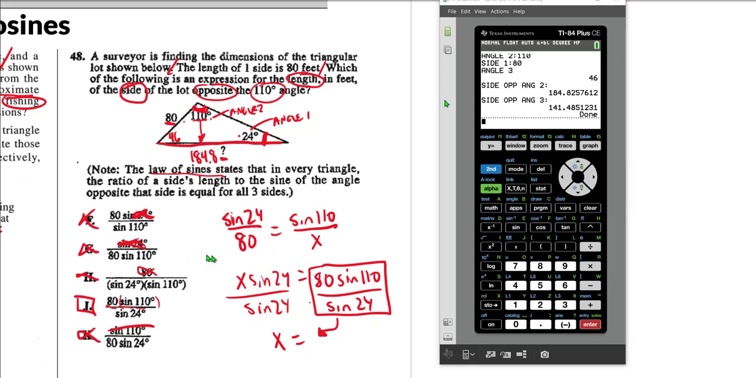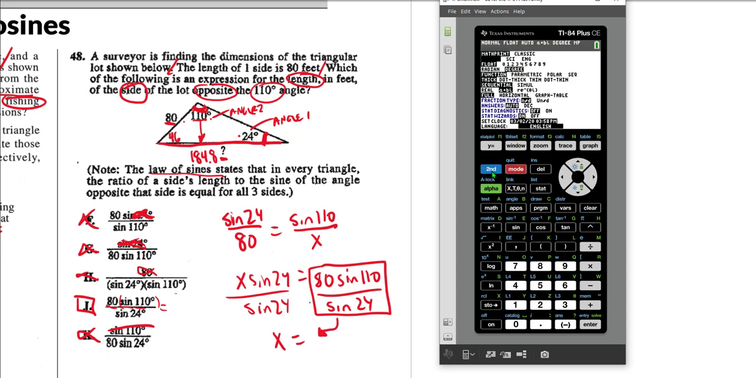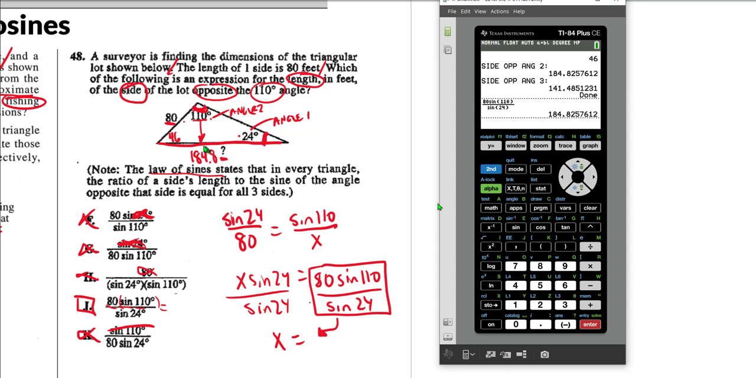What we could then do, and again, we're assuming that we didn't do any of this work, is go through these answers and find out which answer equals 184.8. And indeed, if you go to answer choice J, let's do alpha F1, enter, let's do 80 sine 110 over sine of 24. And let's make sure we're in degree mode. Yes, we're in degree mode. Always make sure we're in degree mode before we start doing trig functions with degrees, and we hit enter and we get 184.82, which is exactly what the TriSolve program had given us.